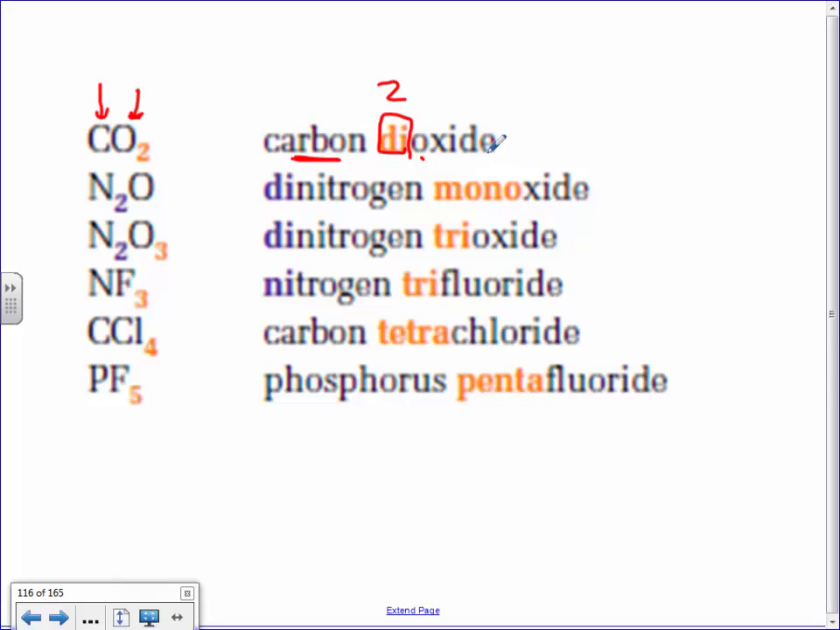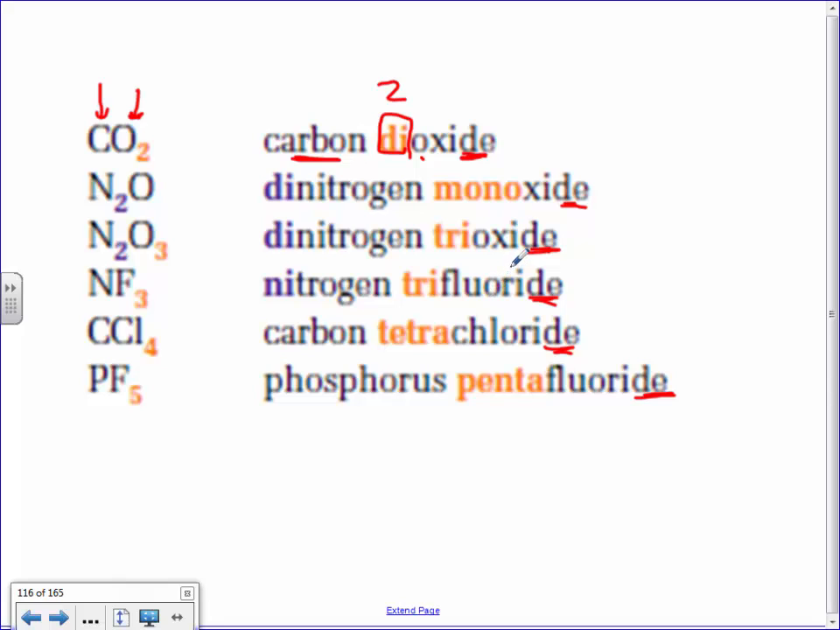However, we don't actually say oxygen. The second word, we always change the ending so that it ends with the letters IDE. Particularly all these ones right here. See how it all ends in "ide"? You always change the ending to something "ide". So we don't call it an oxygen anymore, we call it an oxide. We don't call it a fluorine anymore, we call it a fluoride.